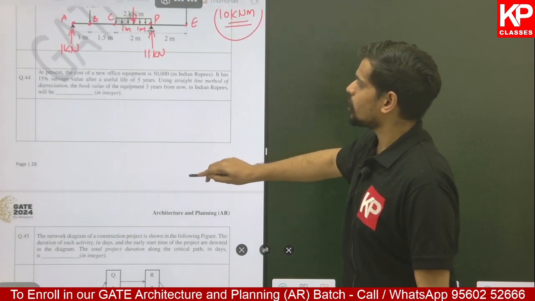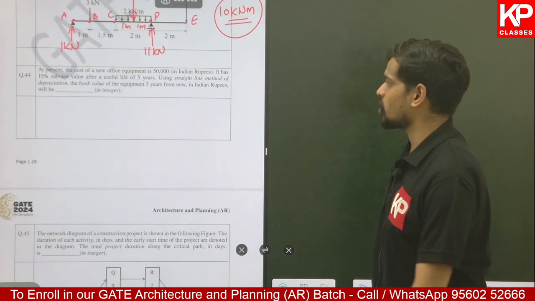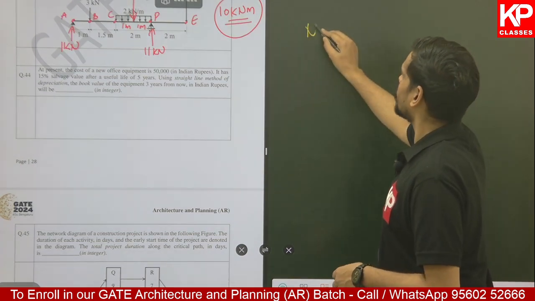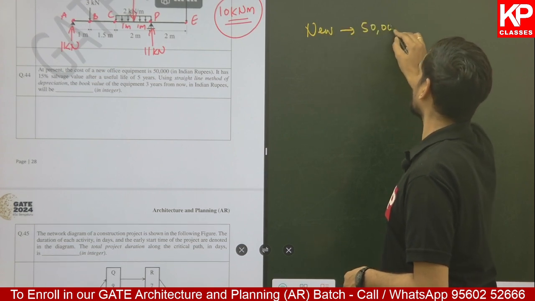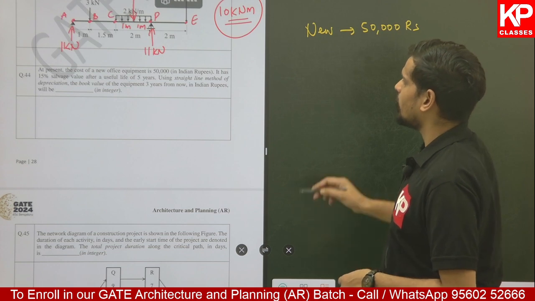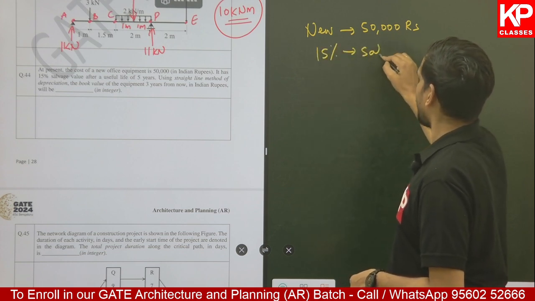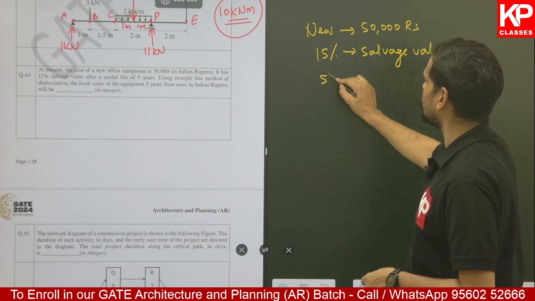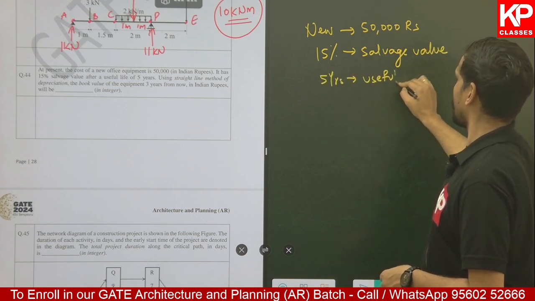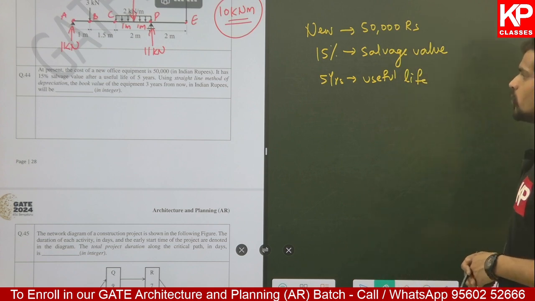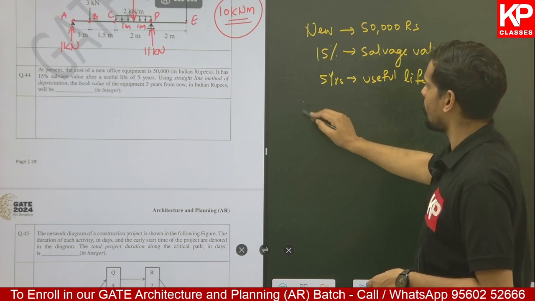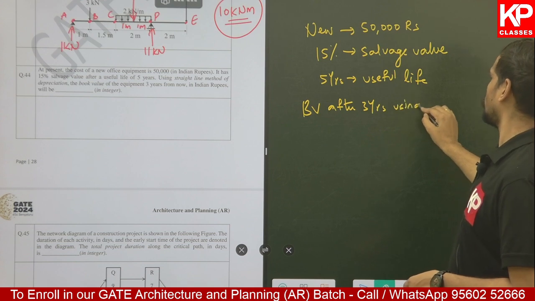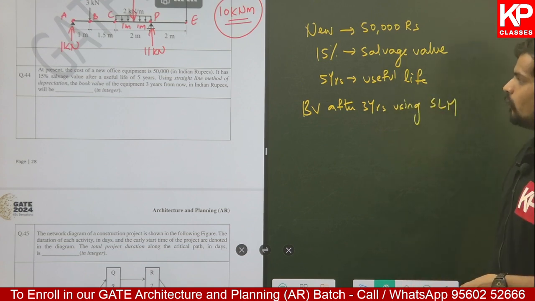This is based on the valuation part, or say the depreciation and salvage value concept. At present, the cost of a new office equipment is 50,000 rupees. It has 15% salvage value and a useful life of 5 years. Using the straight line method of depreciation, what will be the book value of the equipment after 3 years from now?